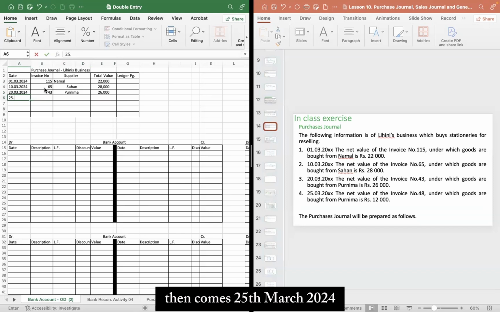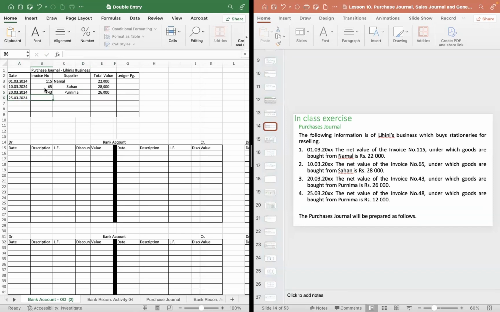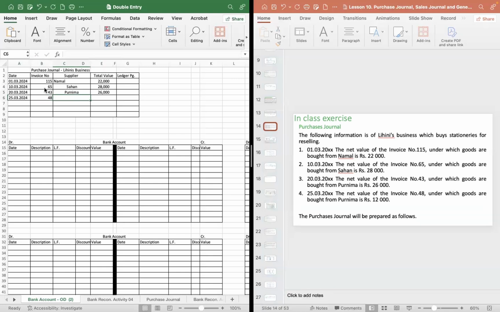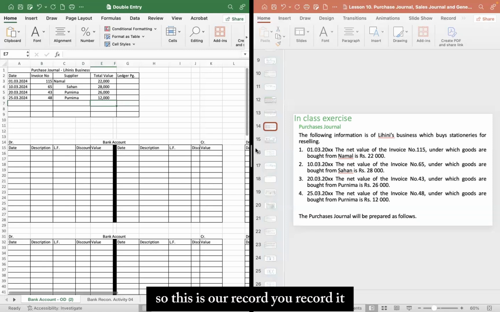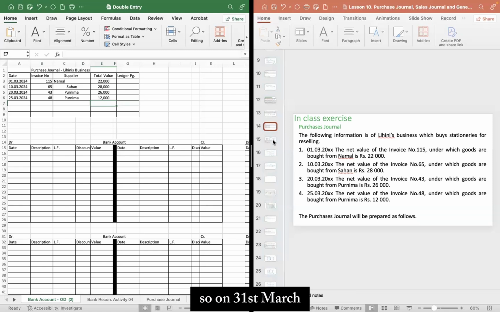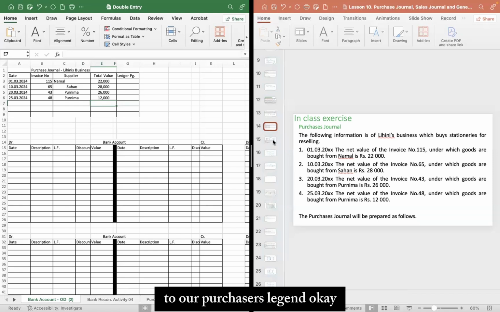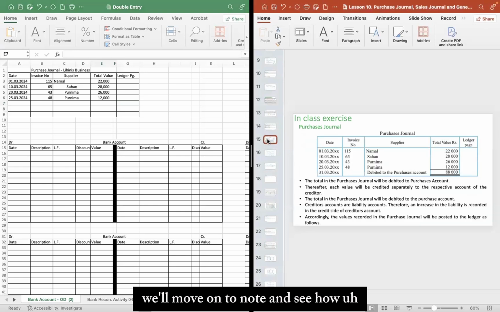Then comes 25th March 2024. Net value of invoice 48, that's also from Purnima. Purnima again. It's 12,000. Okay, so this is how you record it. On 31st March, what we have to do is transfer this total to our purchases ledger. We'll move on to the notes and see how these are continued.